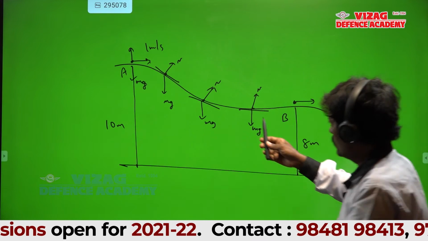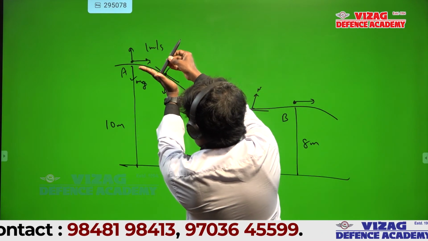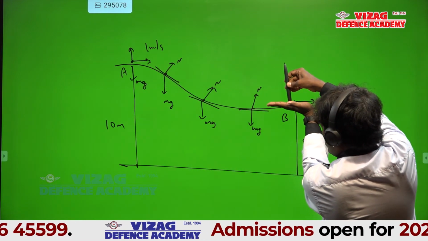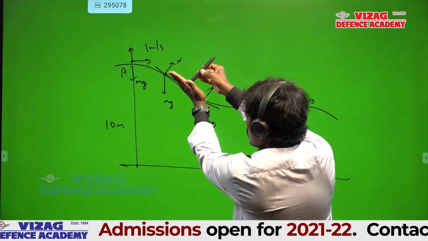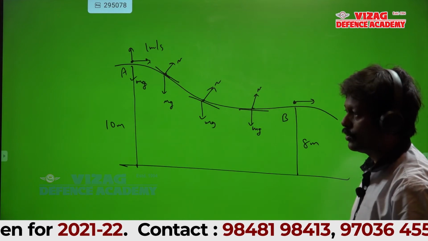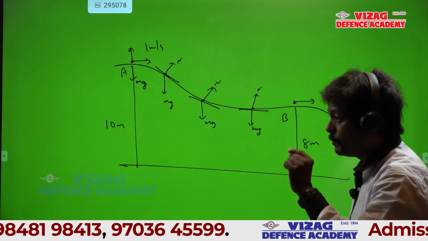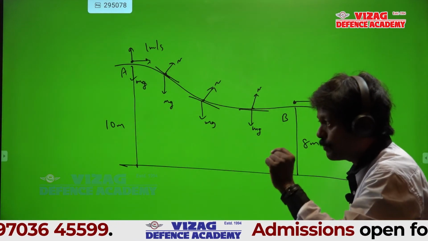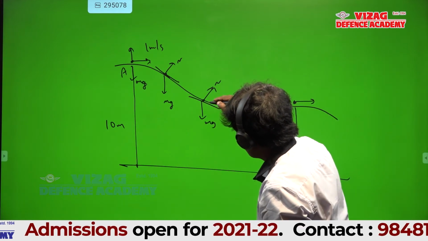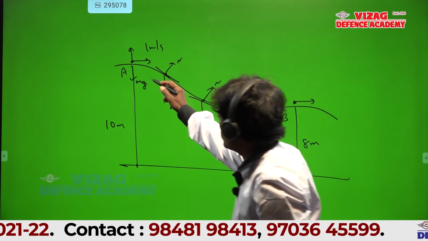Force given by the surface on the body. See the arrow mark? Look at my hand. Wherever the body comes, normal reaction is always perpendicular to the surface at that point. This is a surface, perpendicular to the surface. But mg, here mg is perpendicular to the surface.